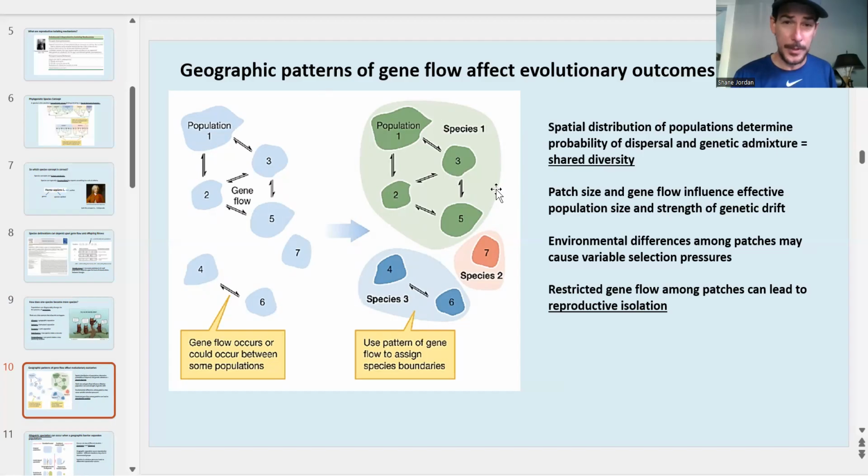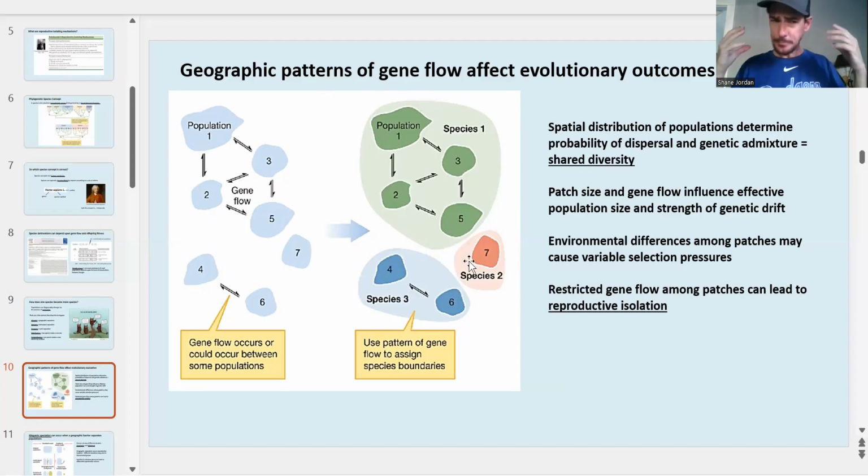For example, this group here might possess certain traits that are more suited to these environments, whereas this group here might possess certain traits that are more suited to that environment. And likewise, this group here might possess certain traits that are more suited to this environment. And they're sort of, again, reproductively isolated.